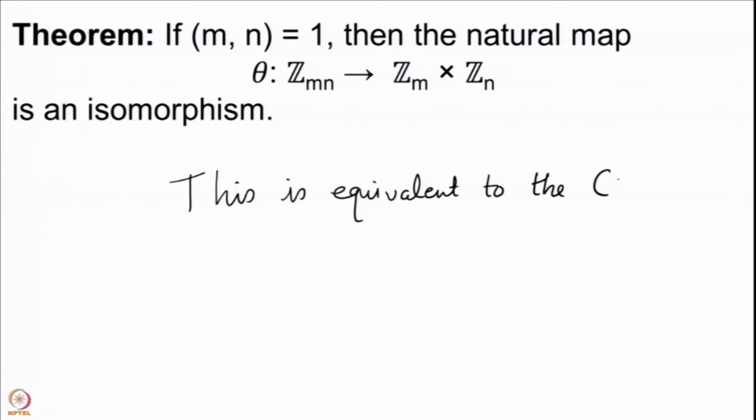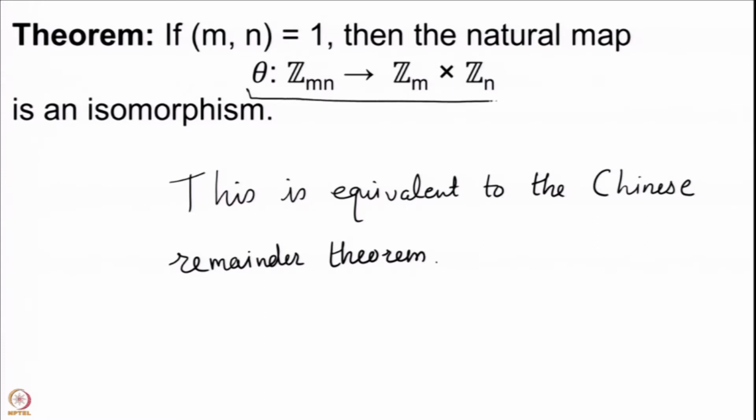the Chinese remainder theorem. So, the statement says that whenever you have m and n to be a pair of natural numbers which are co-prime to each other, then there is an isomorphism, actually a ring isomorphism from the residue classes modulo mn to the products of the residue classes modulo m with the residue classes modulo n.